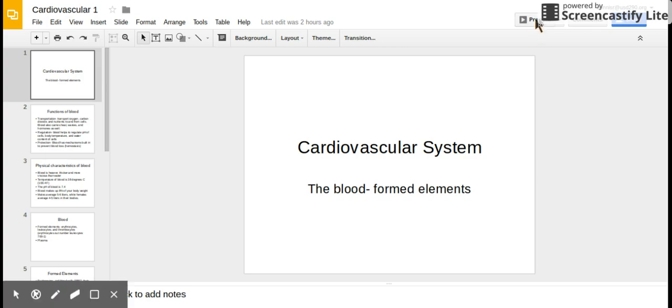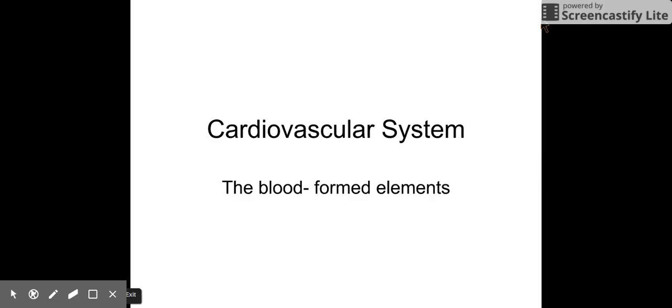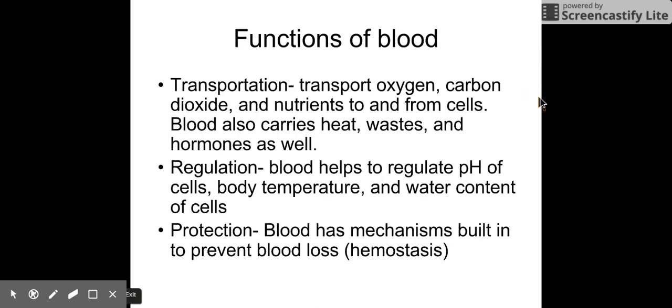So, we are starting with our cardiovascular unit, and this unit is really quite short. It's mostly an overview of the cardiovascular system, and we're going to start with blood formed elements. The reason I start with blood is because blood is basically the tissue that does all of the work of the cardiovascular system. The functions of blood are the functions of the cardiovascular system.